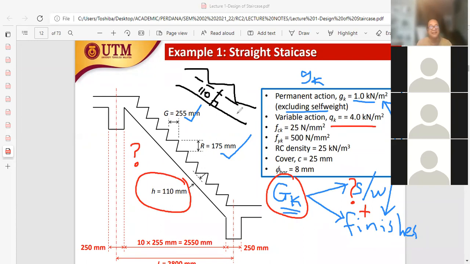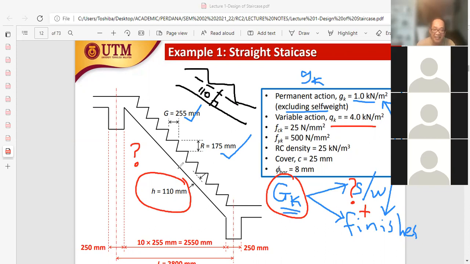Now the question is, how do we arrive at this 110? Macam mana nak estimate thickness of a staircase? And for the same argument, when you were doing your RC1, how do you estimate the thickness of your slab, ataupun thickness of your beam, the size of the beam? We need to come up with a certain dimension before kita proceed dengan design. So the same argument is used here.